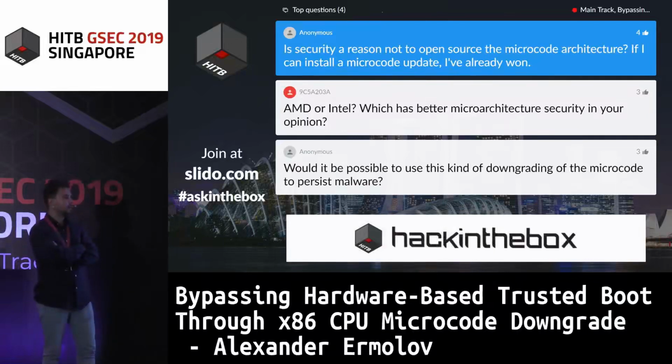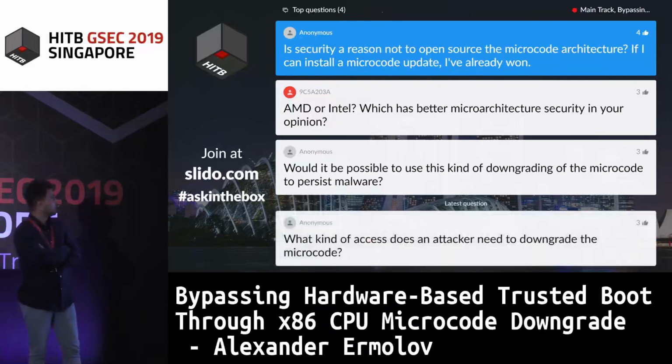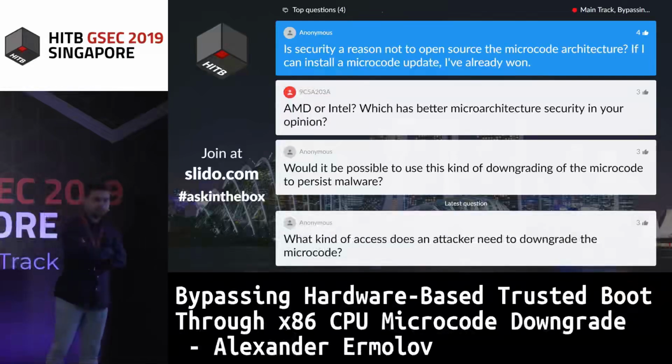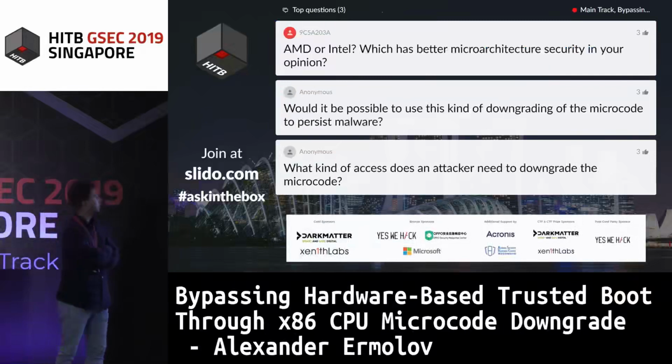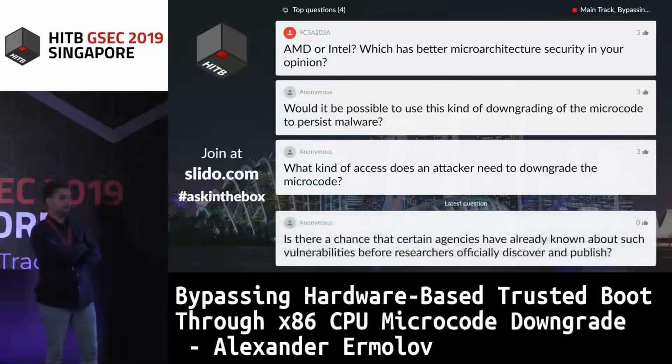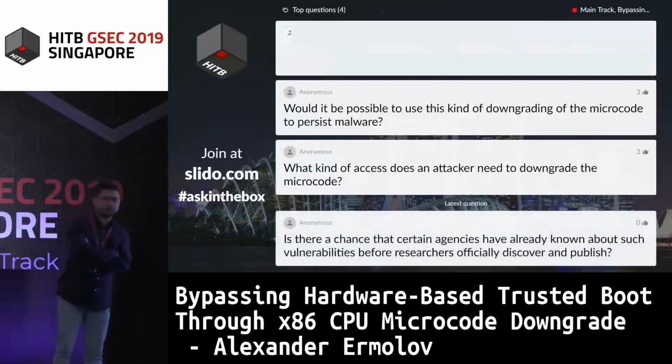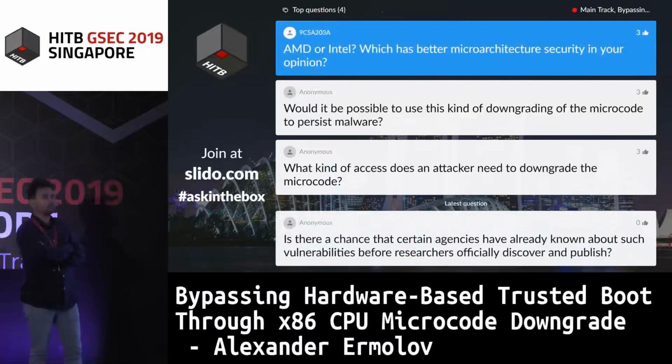I think intellectual property is the reason why Intel is not open sourcing the microcode. AMD or Intel? The talk was related to Intel, the whole talk. Which has better microarchitecture security in your opinion? I think both of these companies have pros and cons.